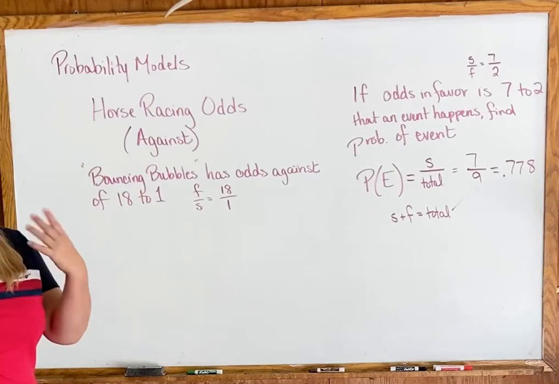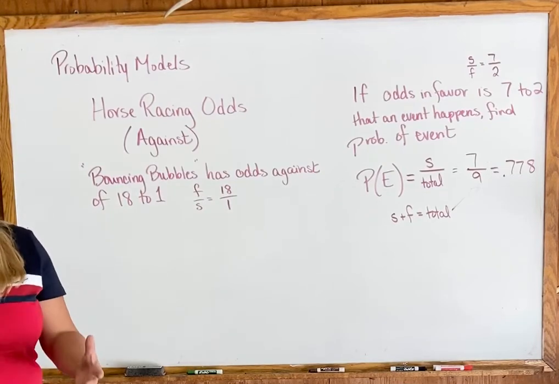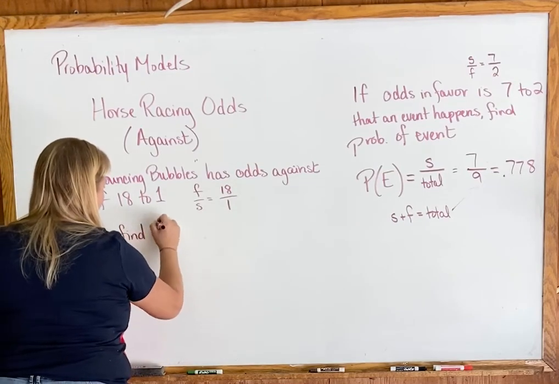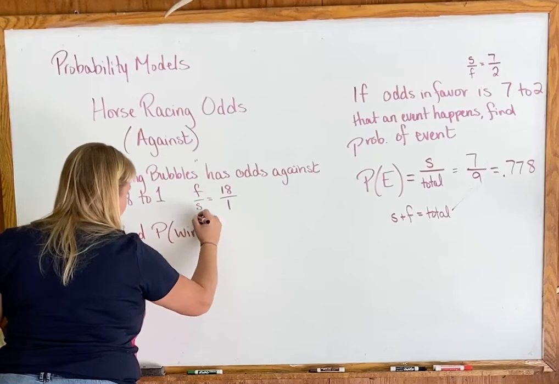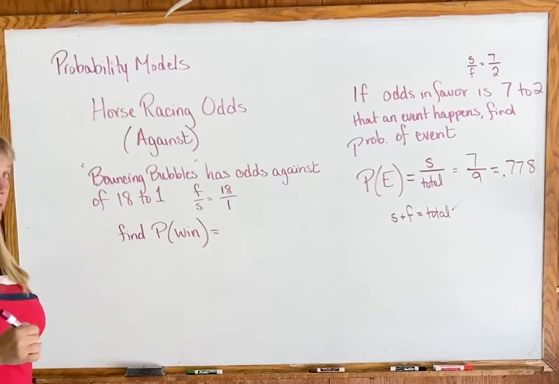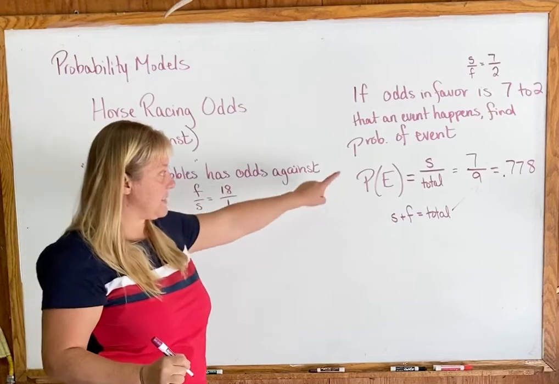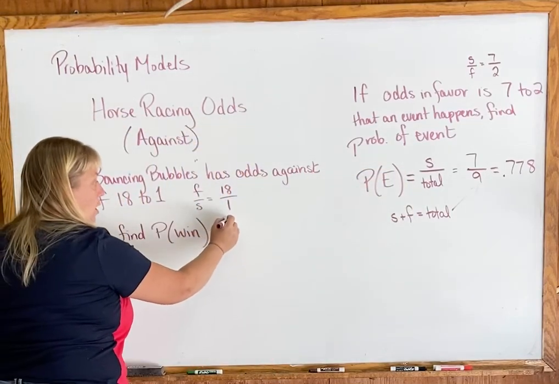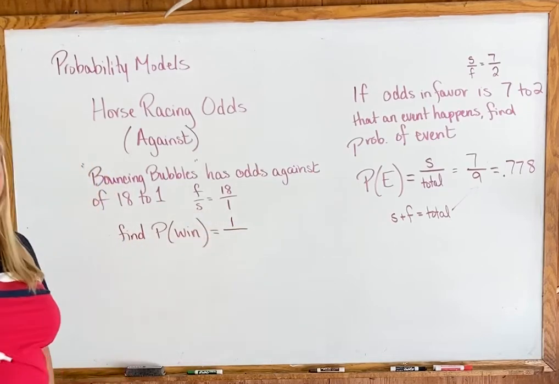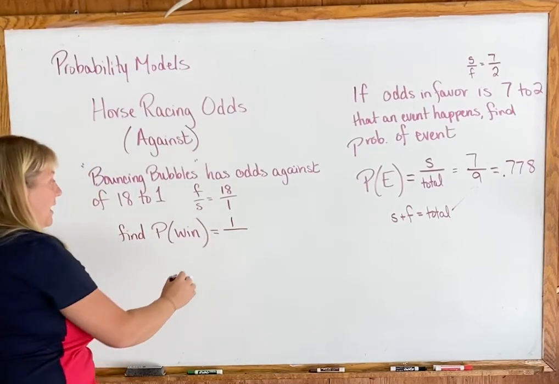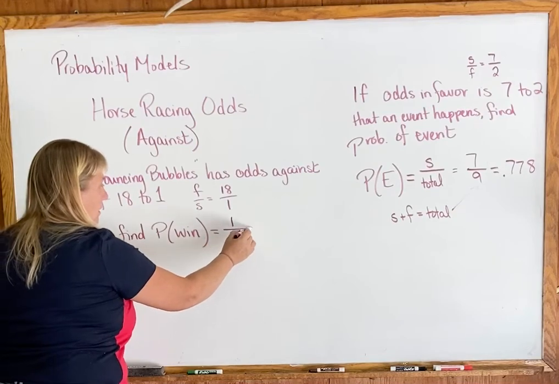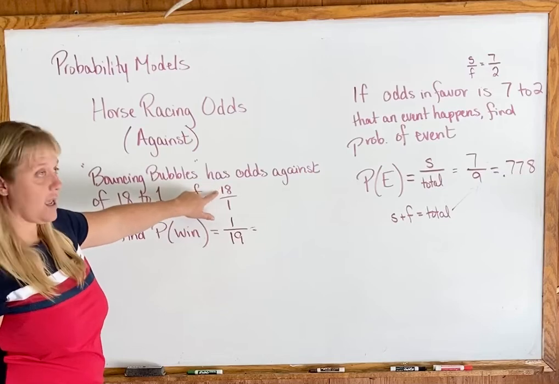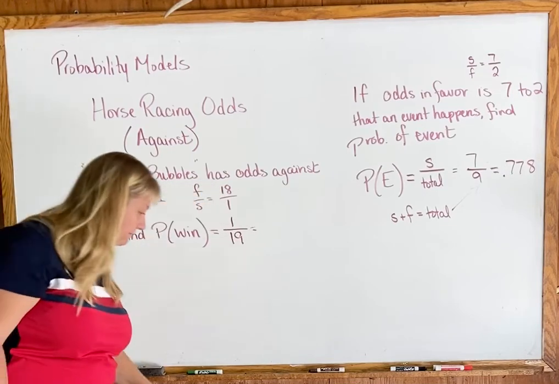But we can actually put that into better terms by saying find the probability he wins the race. Okay, so find the probability of a win. Now remember, the probability is going to be success over the total. So his number of successes is 1, but what's the total here? What are we going to divide by? We're going to divide by 19. Okay, so the idea is if he raced 19 times, 18 times he loses, 1 time he wins.